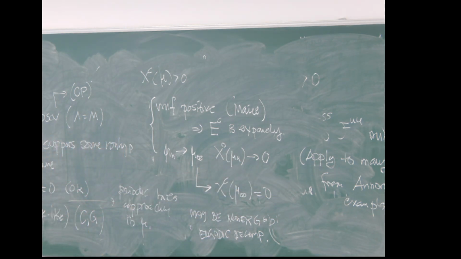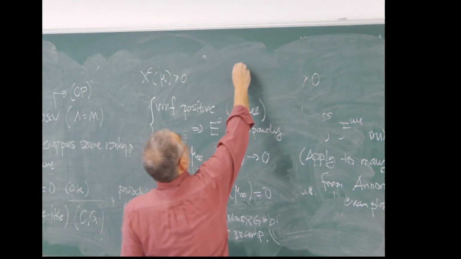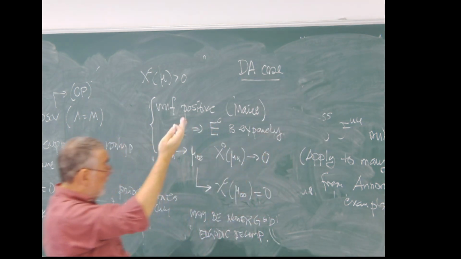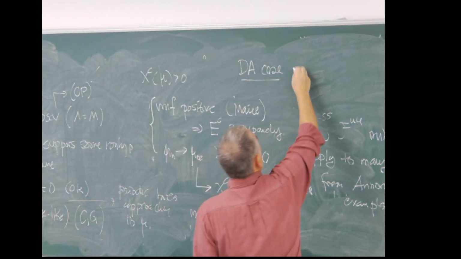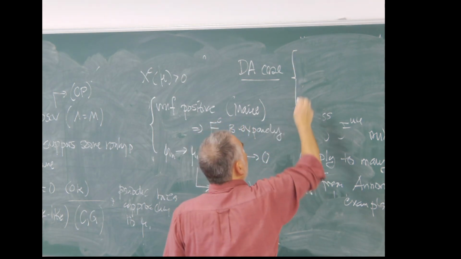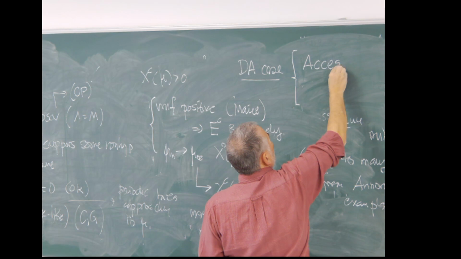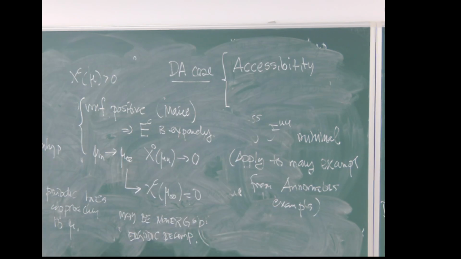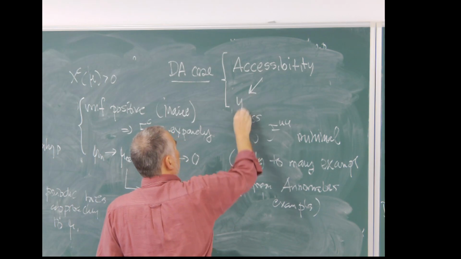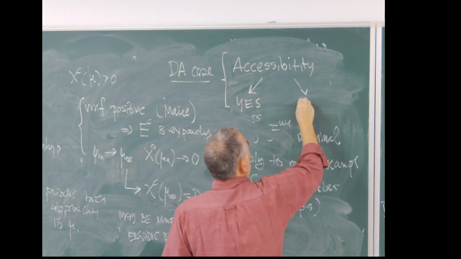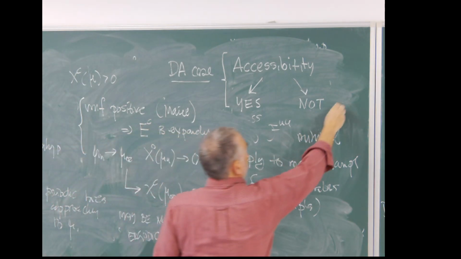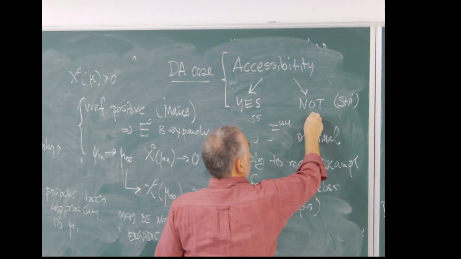Well, and I will stop by telling you that if you go to prove the DA case, more or less the proof started, you need to use a notion called accessibility. And then you need to consider two cases: if the system is accessible or not accessible. If the system is not accessible, then you have a result by Zhang that tells you that in this case it is Anosov.